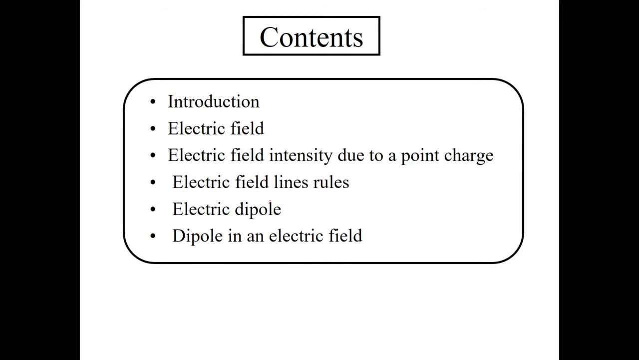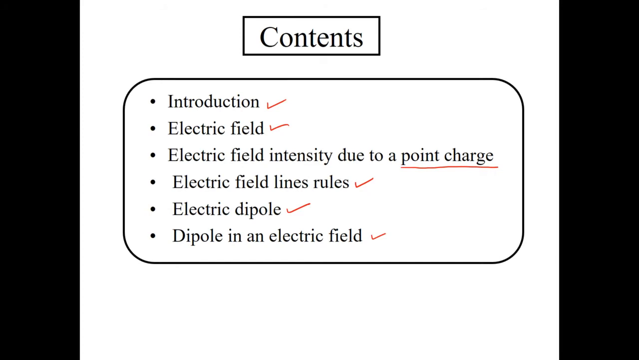So what are the topics today? We are going to get a small introduction about this chapter, and then study the concept of electrical field, and the electrical field due to a point charge. Then we study the rules, there are 5 rules about electrical field lines. Then we study the concept of dipole, and what happens if you place a dipole in the electrical field. I placed 6 topics here, but this chapter is very, very small.